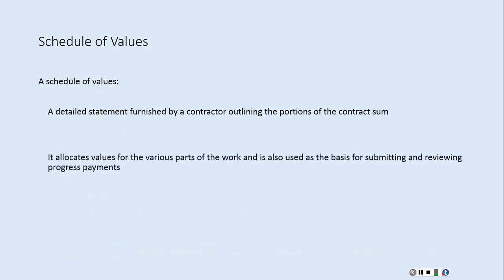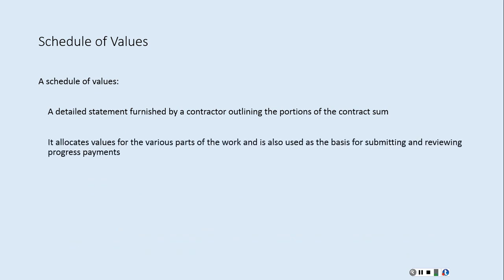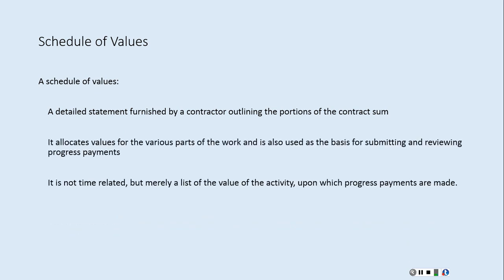It's going to outline the sum of all the projects, all the individual items, and come up with a total contract amount. It's a basis for submitting and reviewing the progress payments for the owner. It really isn't time related like the schedule, but quite often you'll see a Schedule of Values built around a schedule, so that as the project progresses, you may see some items in there that mirror the schedule well.